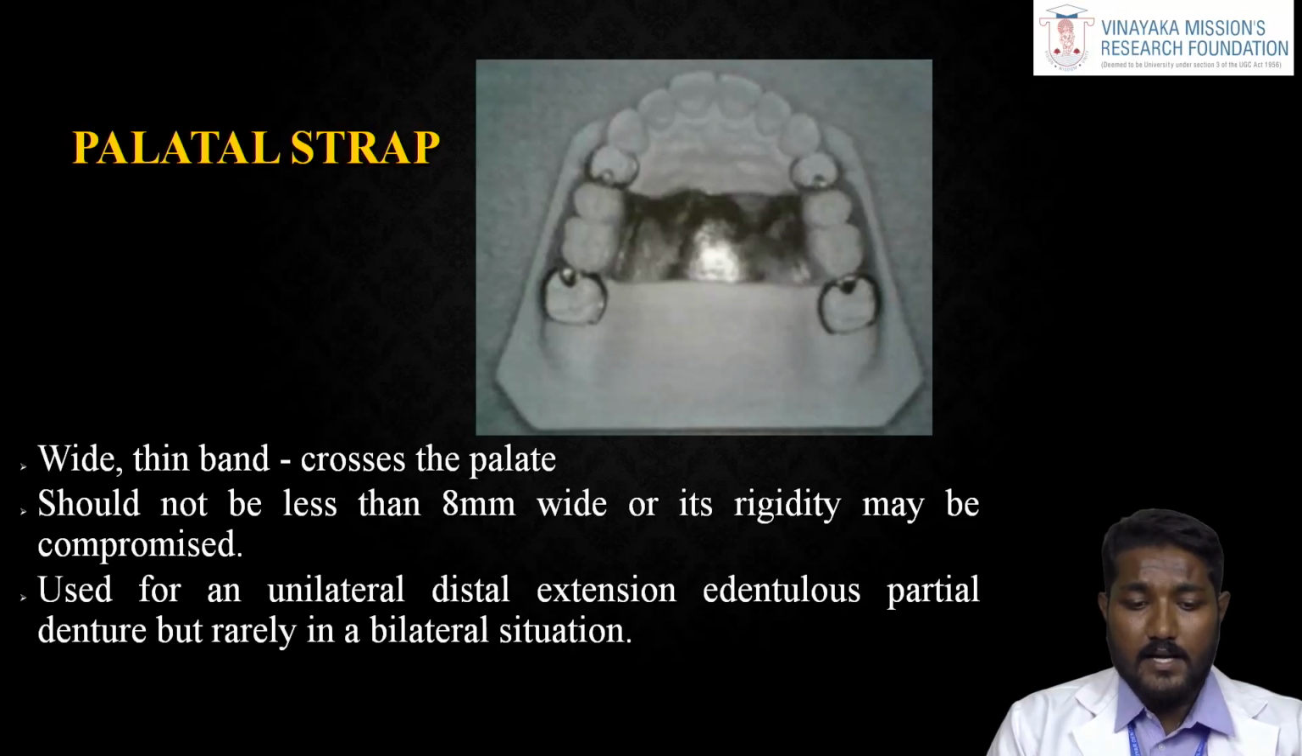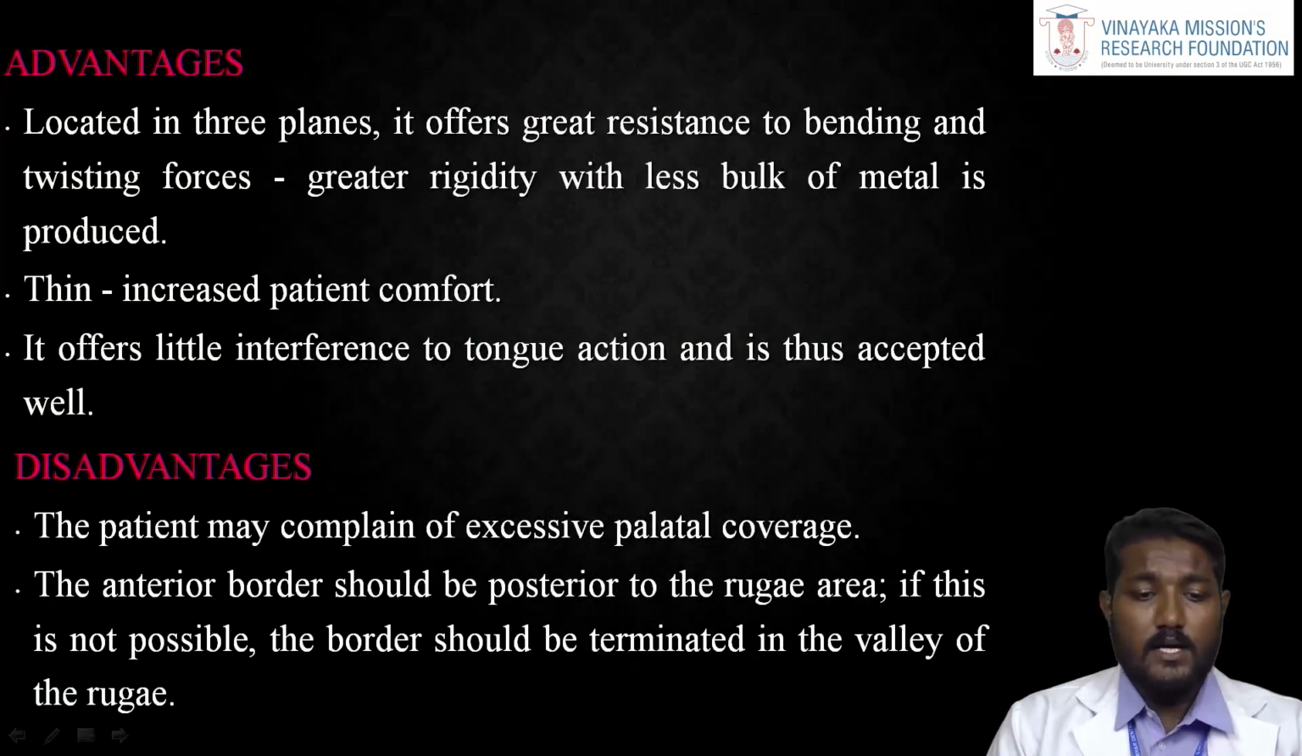Wide thin band cross section that crosses the palate, it should not be less than 8 mm in width or its rigidity may be compromised. Used for unilateral distal extension situations but rarely used in a bilateral situation. The advantages are located in 3 planes. It offers greater resistance to bending and twisting forces. Greater rigidity with less bulk of the metal is provided. Thin, increased patient comfort. It offers little interaction of the tongue and is thus accepted well.